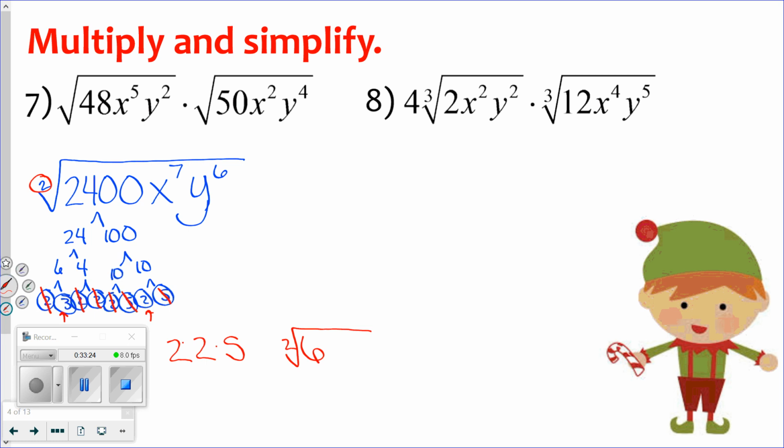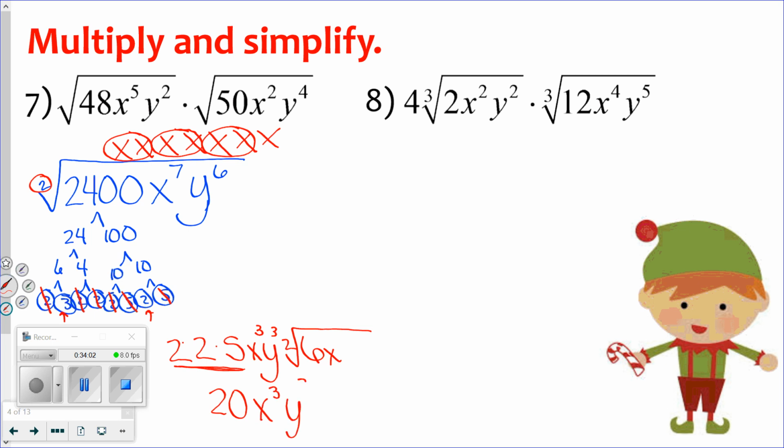How many groups of 2 can I take from my x's? And again, I want groups of 2. So there's 1 group, 2 groups, 3 groups. So x cubed. And then the 1 left over, back under the radical or in the fridge. And then my y's. How many groups of 2 can I take from my y's? 3. Any leftovers? So then I really just need to clean up my numbers here. So that's 20 x to the third, y to the third, times the square root of 6x.